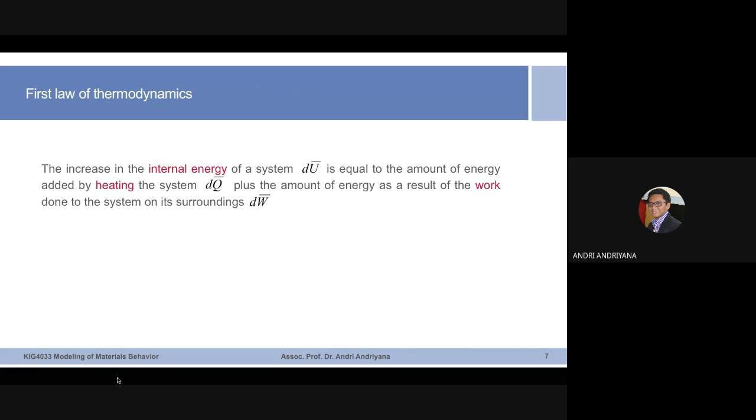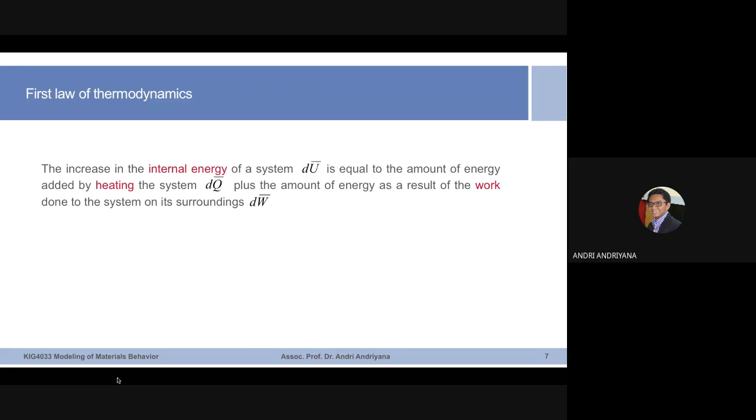That's the whole idea. If you have a system with certain internal energy, then the internal energy will increase if you supply heat into it or if you supply work. It will decrease the internal energy if you extract energy in the form of heat or you extract energy in the form of work from the system. As simple as that, actually.